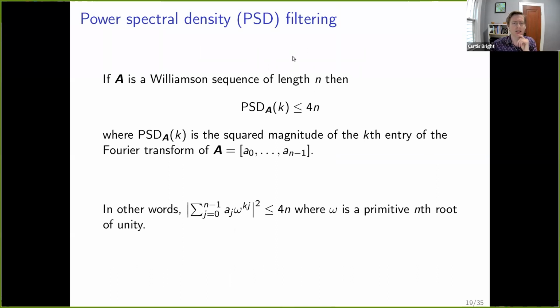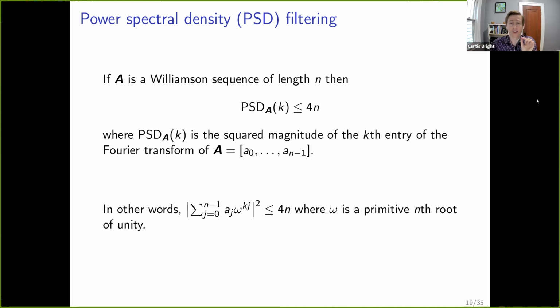This is what is known as PSD filtering. The PSD is a function based on the Fourier transform of a sequence. Let's say A is a Williamson sequence of length n. You take the Fourier transform of that sequence, and then you take the squared magnitude of all of its entries. This is called PSD A, and it is upper bounded by 4n.